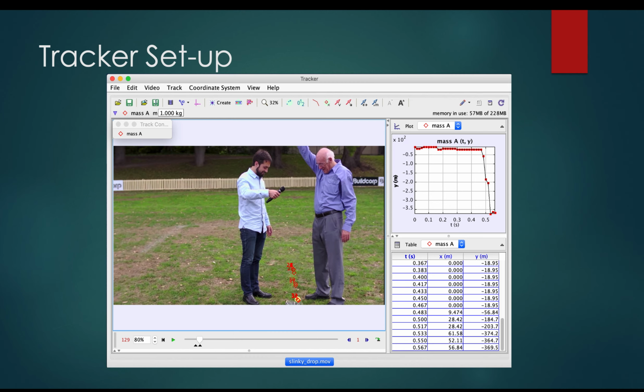So here is my tracker setup. This is the video that I found on YouTube. We see the ball dropping in the bottom of the screen, and on the right we have the x and y position time data over time. The only position time data that I actually used for my model was the y position data, as you can see in the top graph over there: the y position of the ball as time progresses.